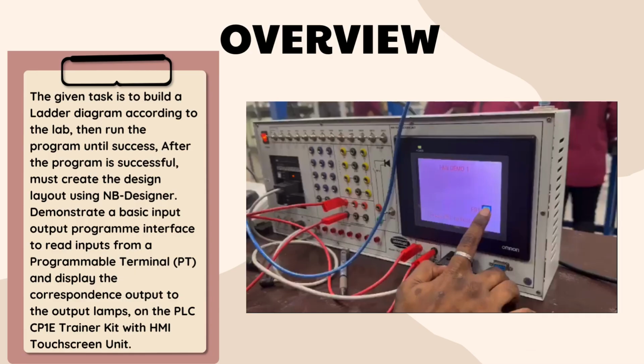The overview of this lab is that the given task is to build a ladder diagram according to the lab, then run the program until successful. After the program is successful, we must create the design layout using NB Designer and demonstrate a basic input-output program interface to read inputs from a programmable terminal, PT, and display the corresponding output on the output lamps on the PLC CP1E trainer kit with HMI touchscreen unit.